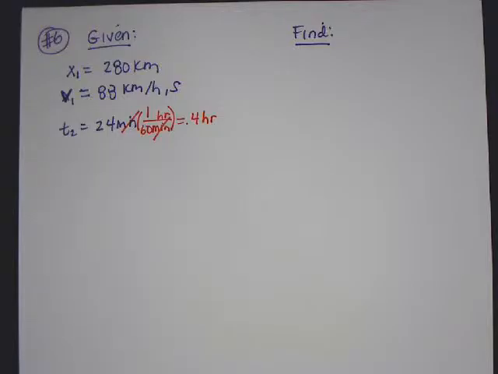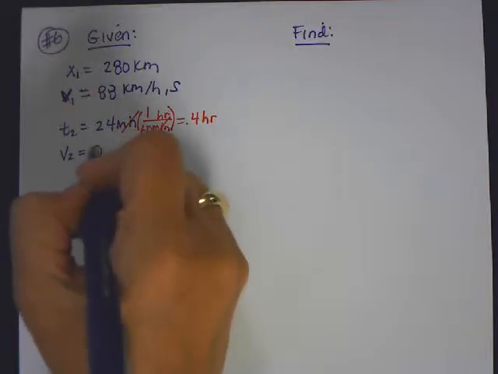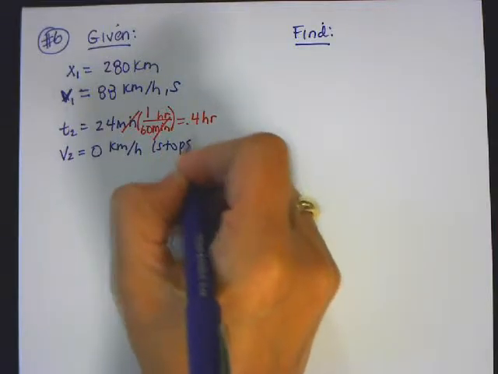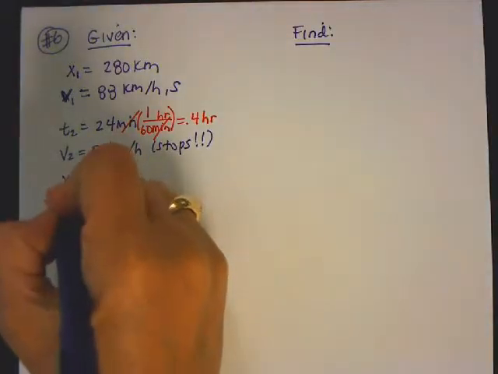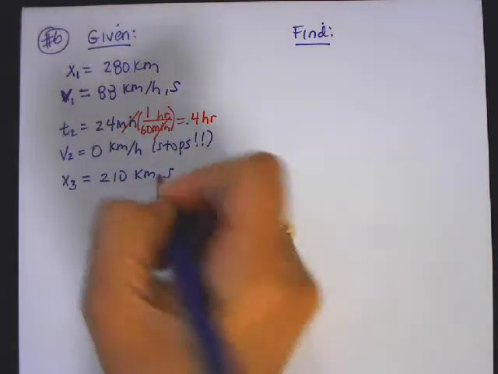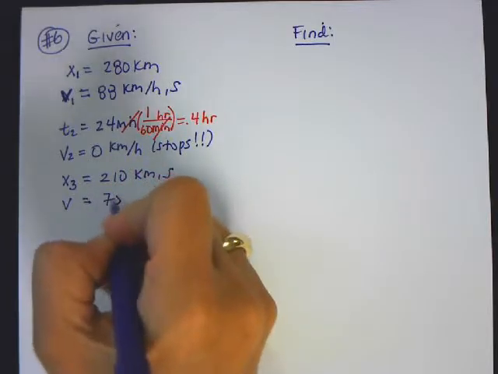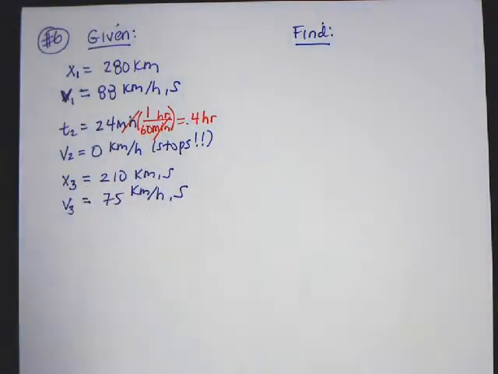Then it says, then it travels 210 kilometers south. So now it's giving me, and don't forget here it stops, so I'm going to write V2 is equal to 0 because it's not moving and it stops. So the next part, it travels now 210, so I'm going to call that X3 is 210 kilometers. And then they tell me that the velocity during that part of the trip is 75 kilometers per hour. And I'm going to call this V3.